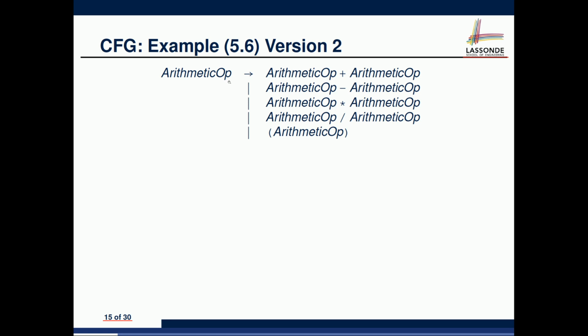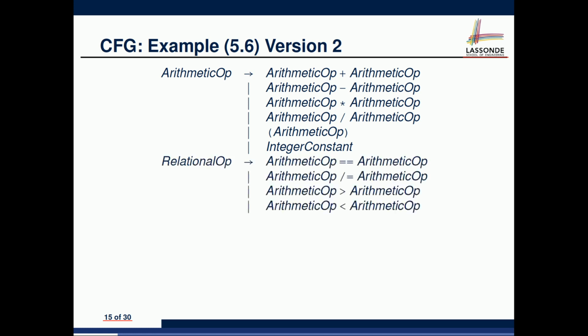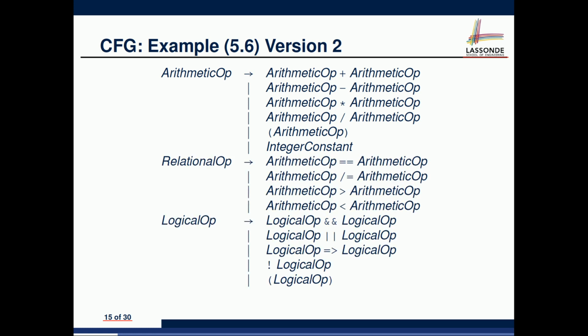What I want you to compare is version 1 to version 2. What's really the difference? Integer constant, relational operation, logical operation: basically just more categories. Version 1 and version 2 are equally bad in the sense that they are ambiguous, but there's some minor improvement in version 2 in some ways.